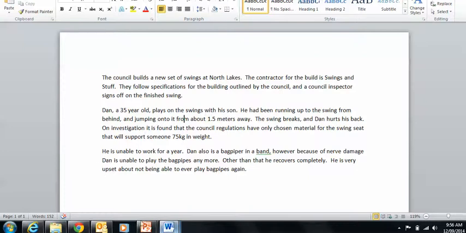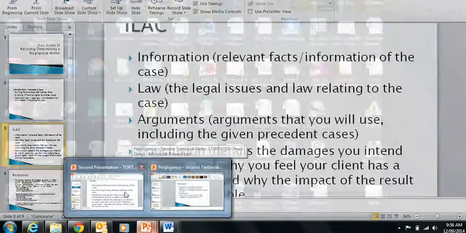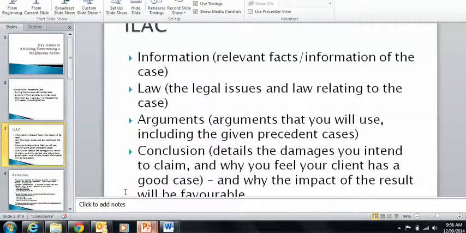I want to just go back and have a look at this ILAC principle, this structure. The first thing is to start: what are the important facts of the case? What's the information? Can I remind you, you will not have to remember this. Don't go and memorise ILAC. It's given to you in the exam question. It reminds you of that structure. You don't have to memorise it.